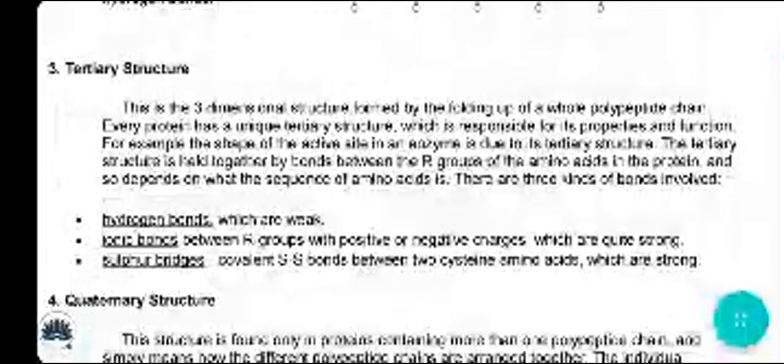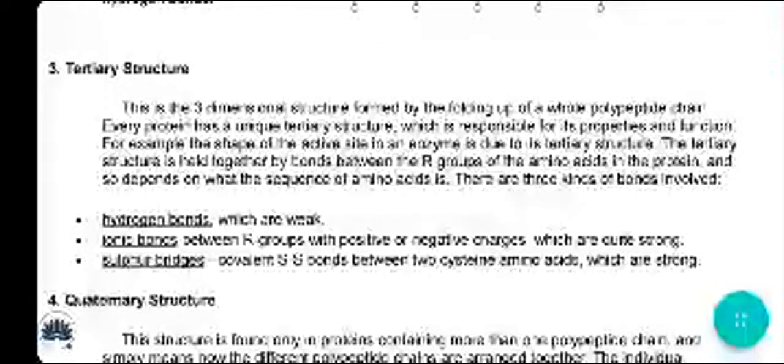And the tertiary structure is a three-dimensional structure formed by the folding up of the whole polypeptide chain. Hydrogen bonds, which are weak, obviously, are present here. There are three kinds of bonds involved: hydrogen bonds, and the sulfur bridges, the covalent SS bonds, that are making the tertiary structure of the protein.